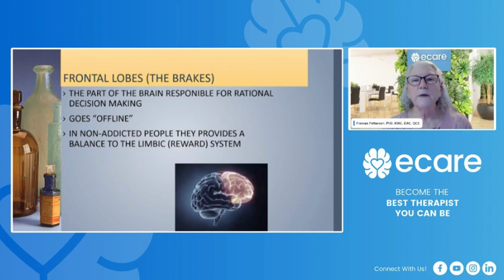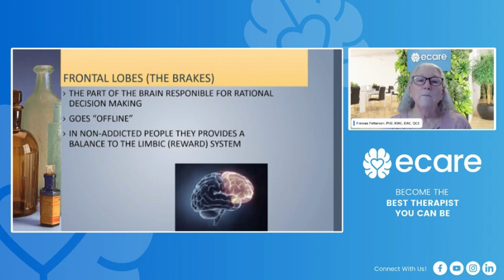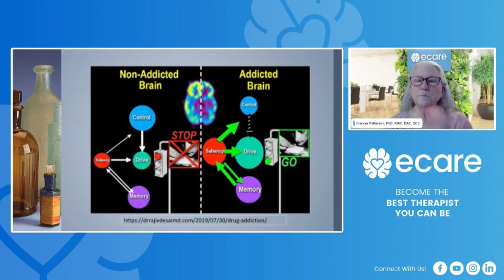Again, for those people that are not addicted to whatever it is, to the drug, to food, to gambling, and whatever that reward is for them. People that are addicted don't have that ability to stop that most people do that are non-addicted. That balance is there. And I'm going to show you a picture of this.